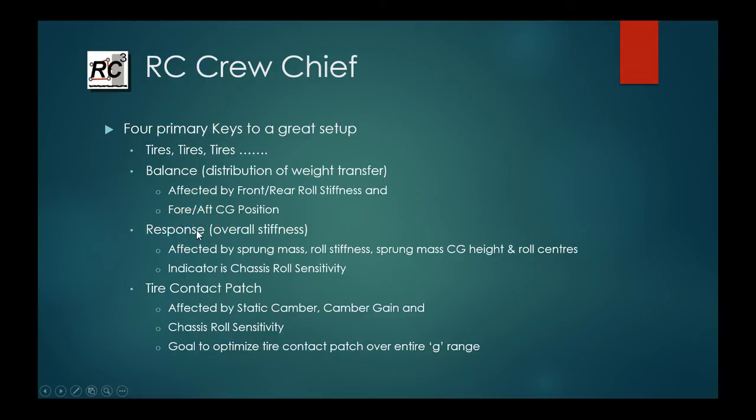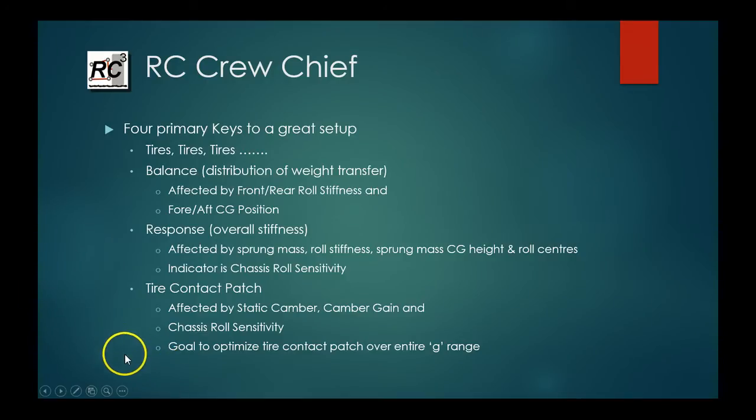The next one is the response, and this is basically the overall stiffness of the chassis, and it's affected by the sprung mass, how much or how heavy the sprung mass is, the roll stiffness, the sprung mass CG height, and the roll center positions. So it's kind of an overall indicator of how stiff the chassis is and how responsive it will be to requests to change direction. The indicator in RC Crew Chief is a term called chassis roll sensitivity. So that term is listed on the suspension properties in the setup tab, which we'll see in a minute.